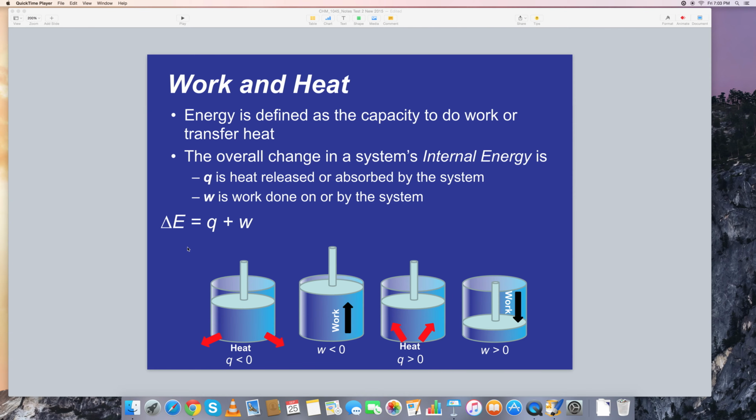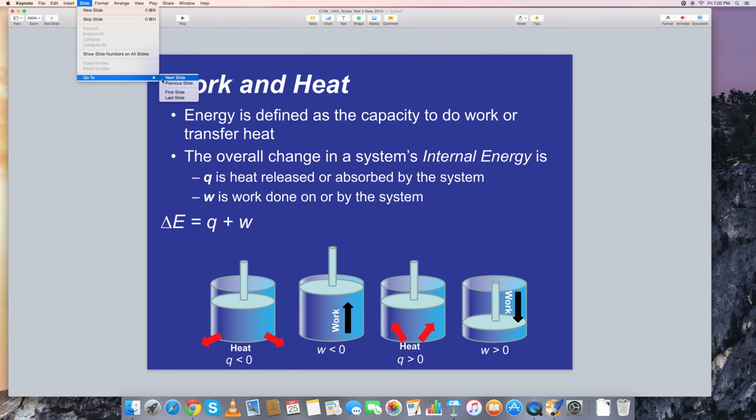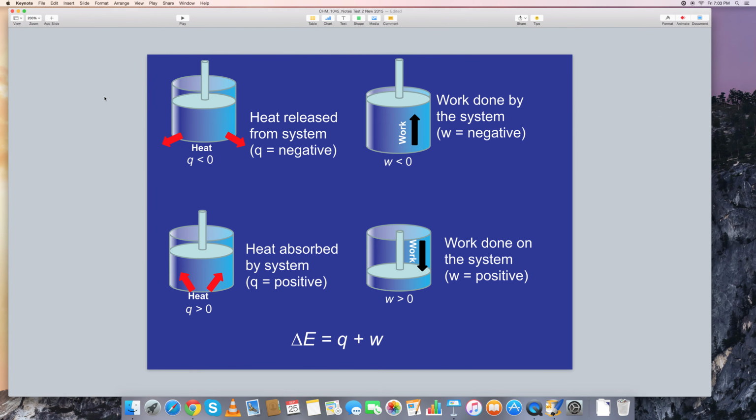What you'll see in all of these examples is that when we talk about internal energy of a system, we do so from the point of view of the system. Here are some examples. If heat is released from the system, Q will be negative. This makes sense because from the point of view of the system, heat has been lost. Heat has gone down, therefore Q will be negative.